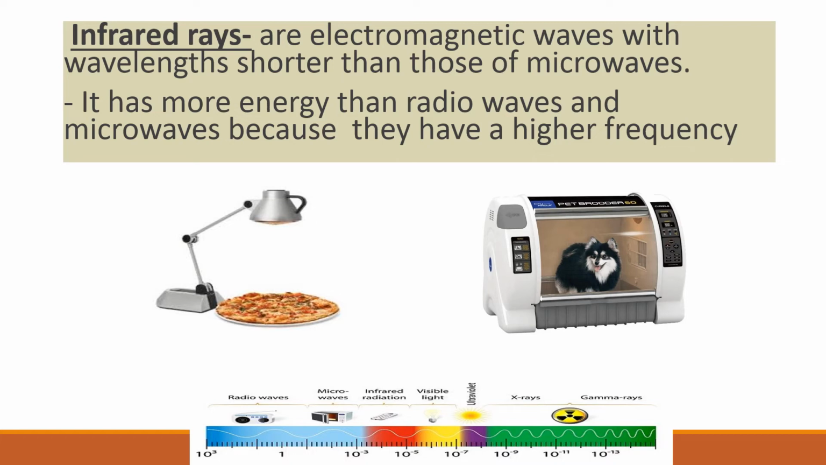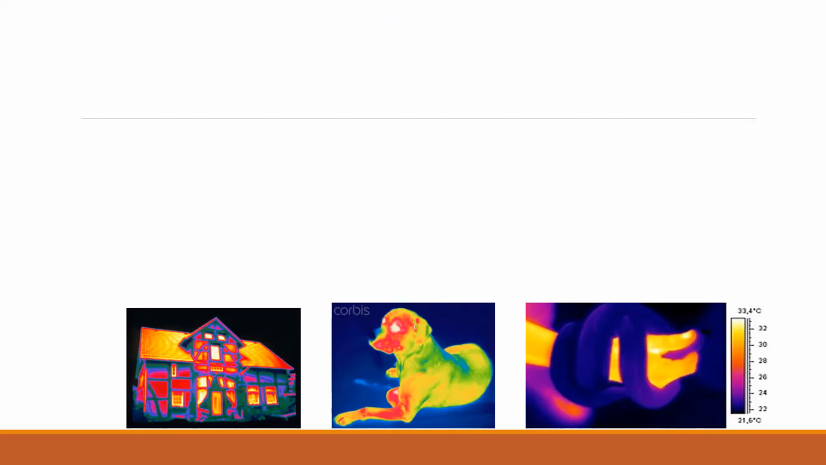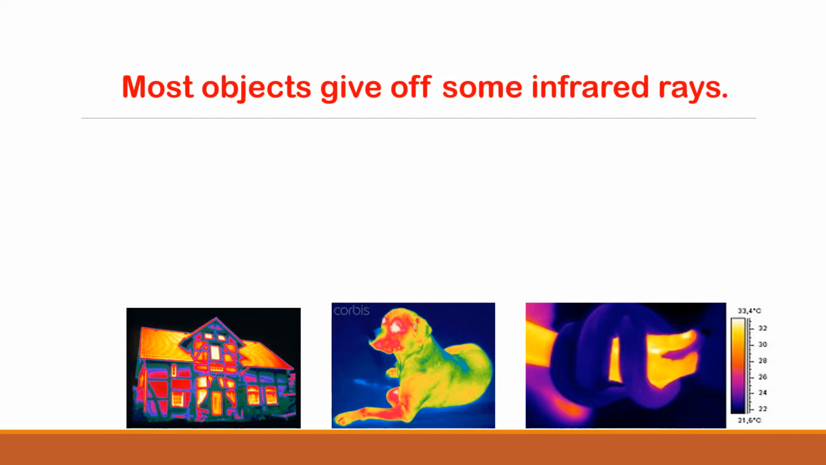Heat lamps have bulbs that give off mainly infrared rays. They are used to keep things warm, such as food in a cafeteria or young animals in an incubator, as shown in this picture. Most objects give off some infrared rays. Warmer objects give off infrared rays with more energy and higher frequencies than cooler objects.